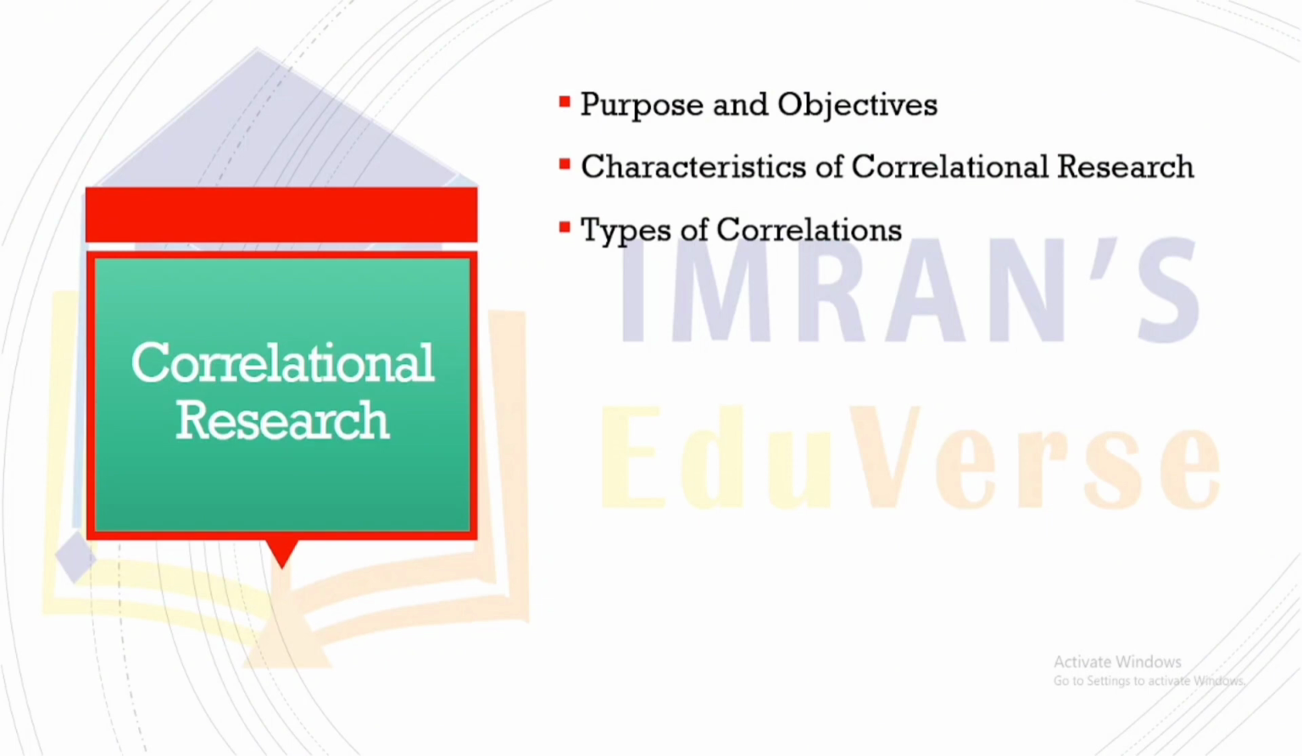Here are some of the applications in education. Student achievement. Correlational research is often used to explore the relationship between various factors and student academic performance, such as correlation between study habits and exam scores. Teaching methods. Researchers may examine the correlation between different teaching methods and student engagement or learning outcomes. Socioeconomic status and educational attainment. Correlational studies can investigate the relationship between socioeconomic status and educational achievement.